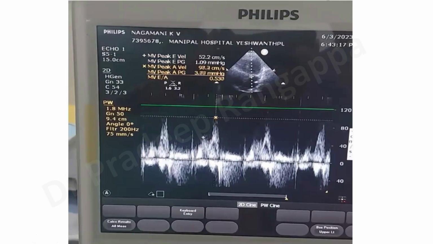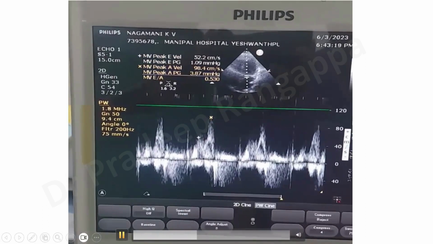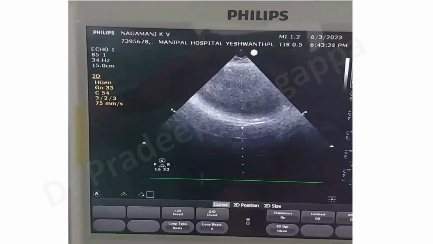If it is normal, E should have been more. But in any patient you do, it will be grade 1 diastolic function where E will be a little less. So it is 0.533. So this is very easy. It only takes maybe 1 to 2 minutes to do this. After this, we go on to do tissue Doppler to measure E prime. I'll show you that.